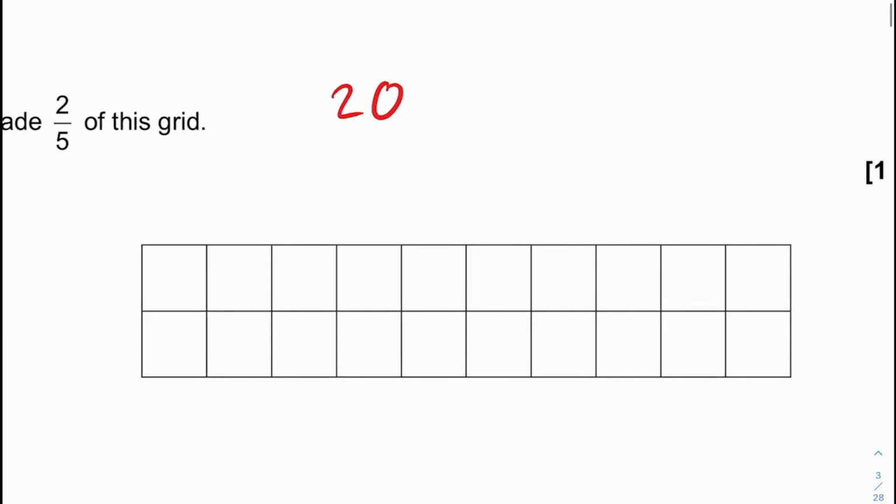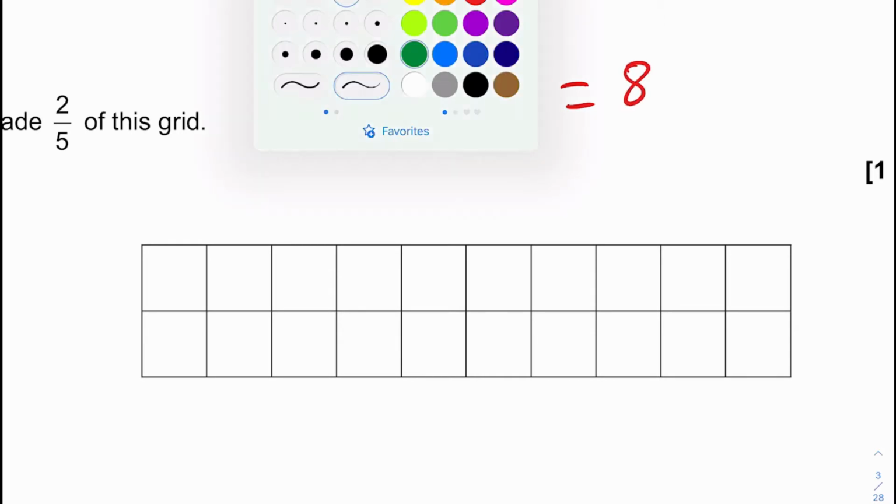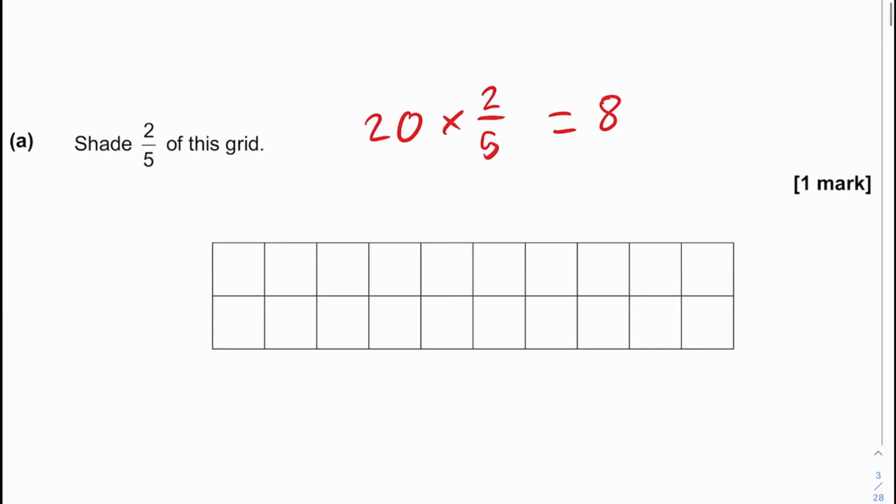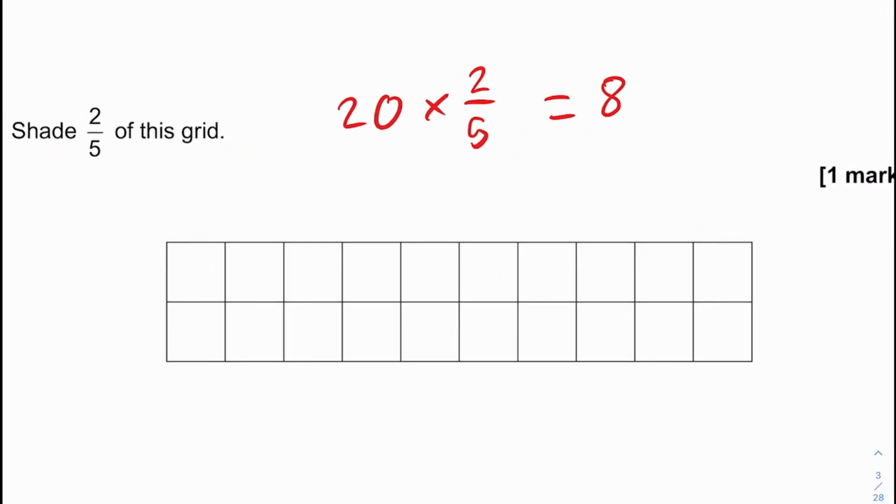So for 2/5 of 20, to find this we multiply 20 by 2 over 5, and this is equal to, let me see, divided by 5 we get 4, times by 2 we get 8. So what we need to do is shade 8 of the squares, as 2/5 of our 20 squares is equal to 8.